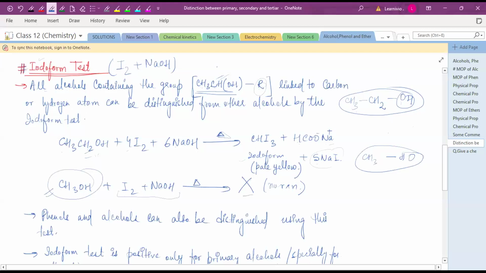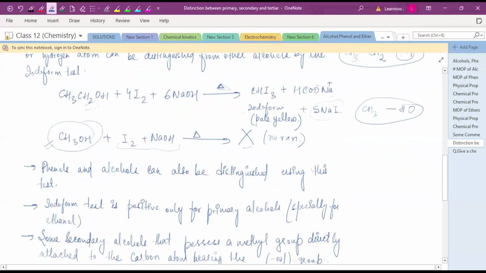So this group should be there: CH3, CH and OH. OH should be first attached to CH. At least one hydrogen should be present on this carbon, and after that it will be attached to CH3. So this is the condition for the iodoform test.